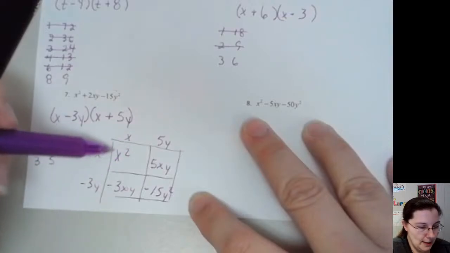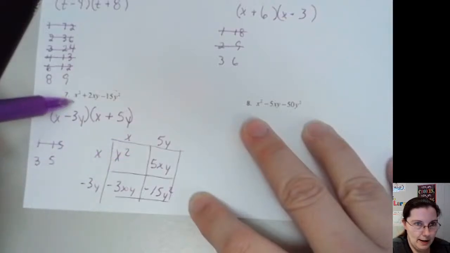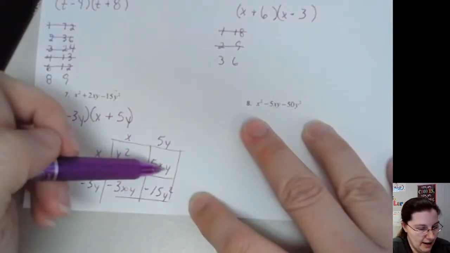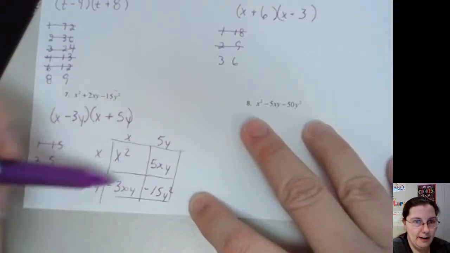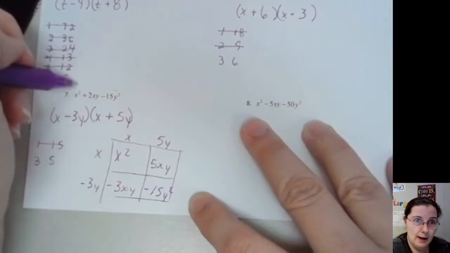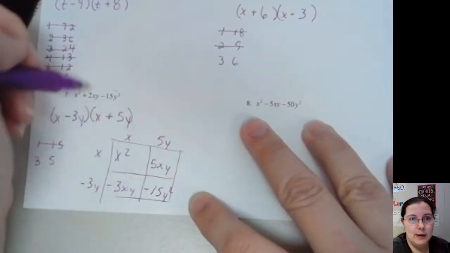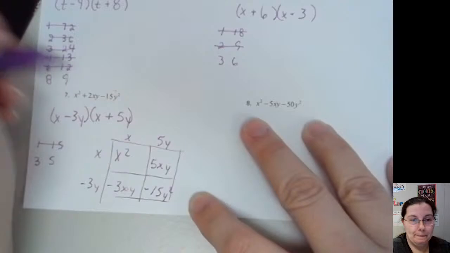So now if I check myself, x squared, yep, I got that. 5xy minus 3xy, those are like terms, so I can do that. So 5 minus 3 is 2. Oh, yeah, I got that. And then negative 15y squared, right there.